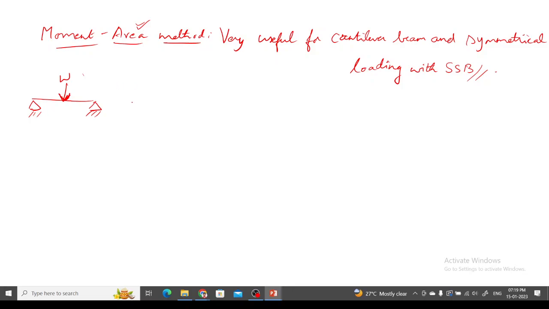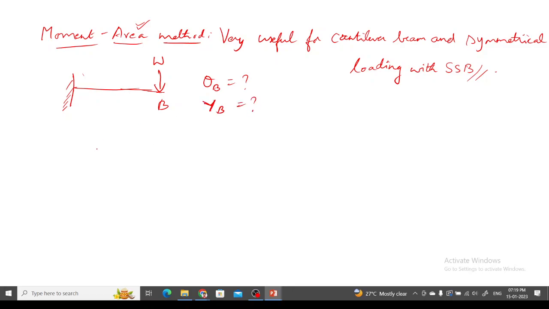So in this moment area method, I will tell the basic procedure with a problem. For example, I'm having a cantilever beam like this, and I need to find out the deflection and slope at point B due to this load W. For example, what is theta B and what is YB.